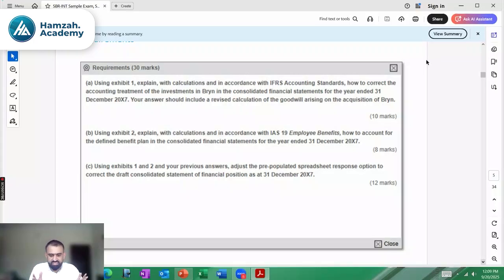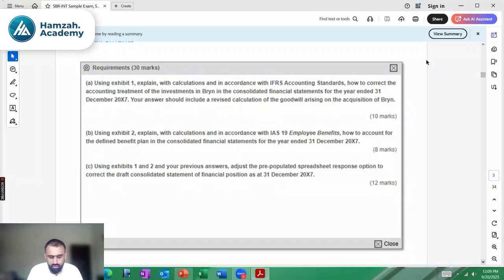So in this exhibit, there might be some information about the acquisition of a subsidiary company with the name of Bryn company, B company, and there might be some problems. We have to discuss those problems, we have to discuss the right treatment, and then we have to calculate the revised goodwill on the date of acquisition.